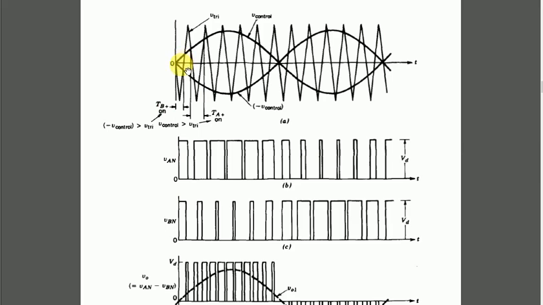Now let us take a closer look at this point. In this interval, we can see that the positive V control is greater than V triangular, which causes TA plus to be on, as represented here. In this entire duration, shown by these two lines and arrows, when this is greater than this one, TA plus is on. While when it is less than V triangular, for this brief moment, TA minus would be on, but that has not been shown here.